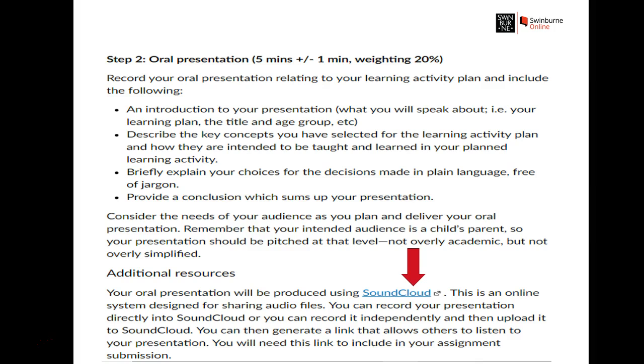Now, remember that your oral presentation has to be produced using SoundCloud. And again, there's my big red arrow just to let you know that that's the expectation. You cannot use any other platform. You need to use SoundCloud. It's an online system and it's pretty easy to work, but I recommend that you get onto that now and get your account set up. If you do have issues, please contact the student advisors. They are the best people to talk to in regards to any issues that you may have with your SoundCloud.